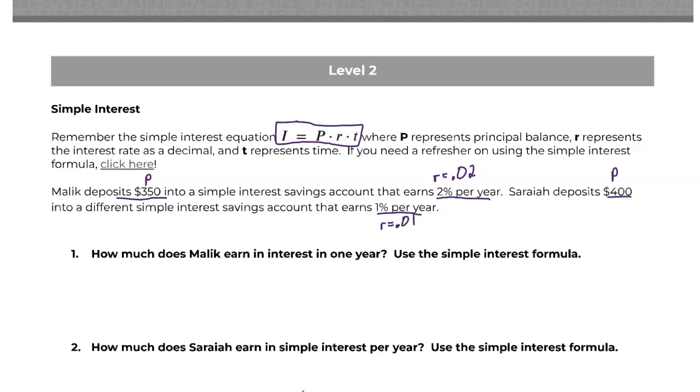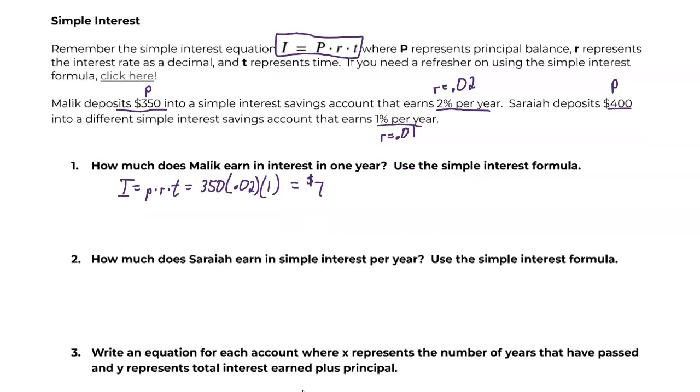Question 1, how much does Malik earn in interest in 1 year? Use the formula. So we're going to use information about Malik to do this one. The formula is I equals P times R times T. The principal is $350. The value of R for Malik is 0.02. And we're told 1 year. So T is 1, $7. If Malik puts $350 into a normal savings account at his bank, then in 1 year of time, he'll have made $7 of interest.